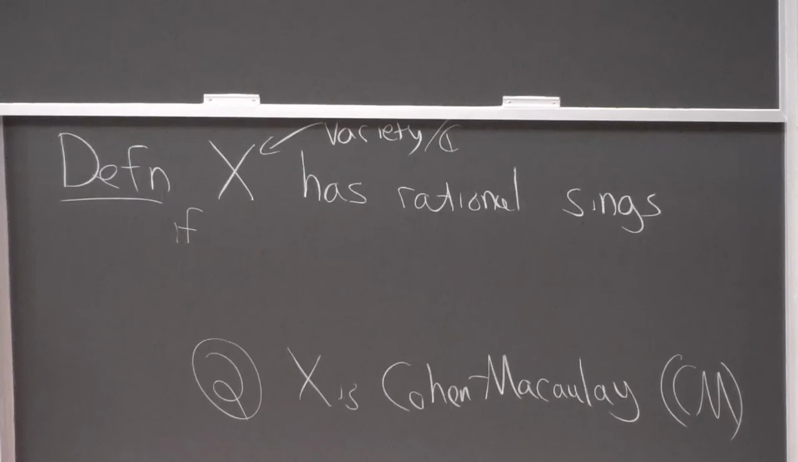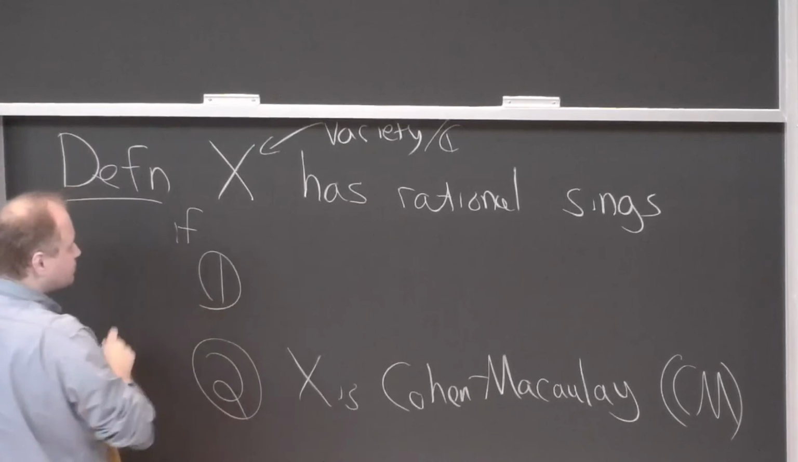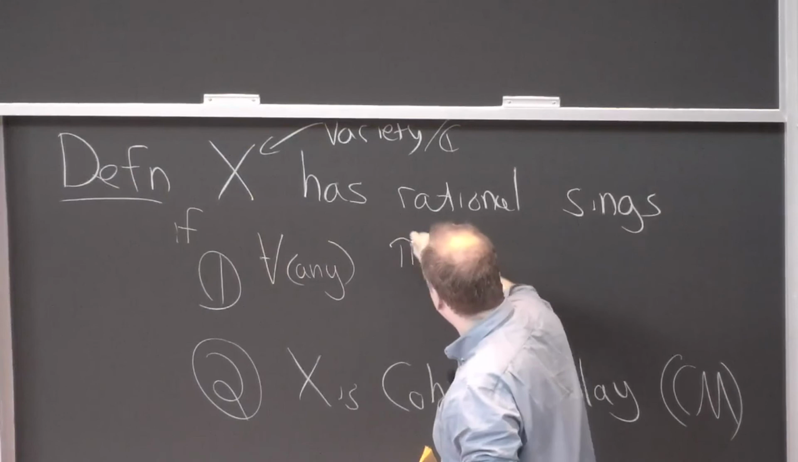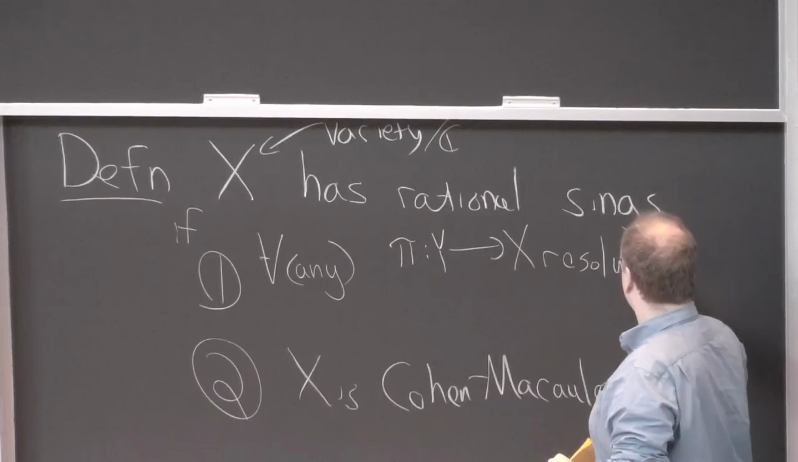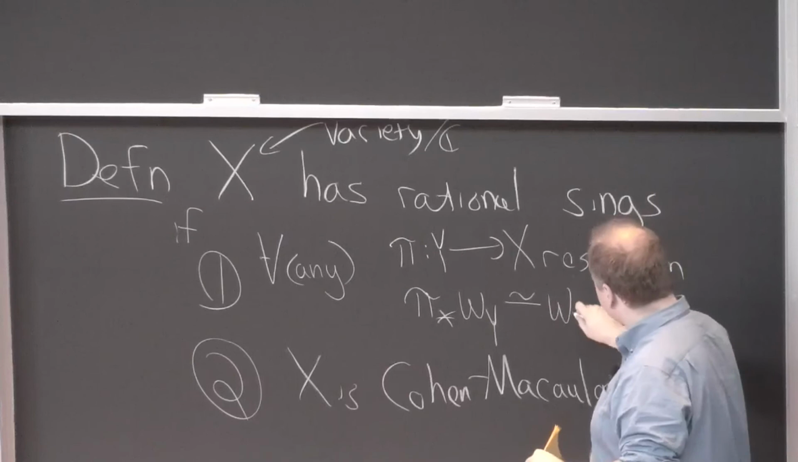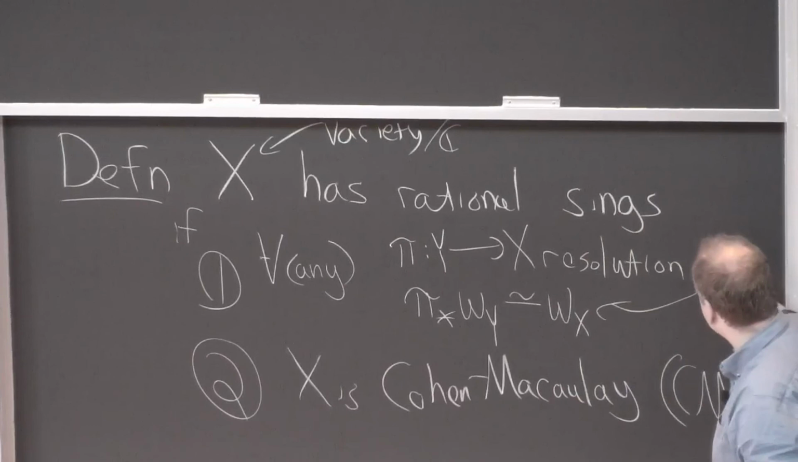And the other condition is that for any resolution of singularities, pi from Y to X, a resolution, we have pi lower star omega Y being isomorphic, even by some canonical map, to omega X. And this one, I really do mean the canonical sheaf, say, of Hartshorne.